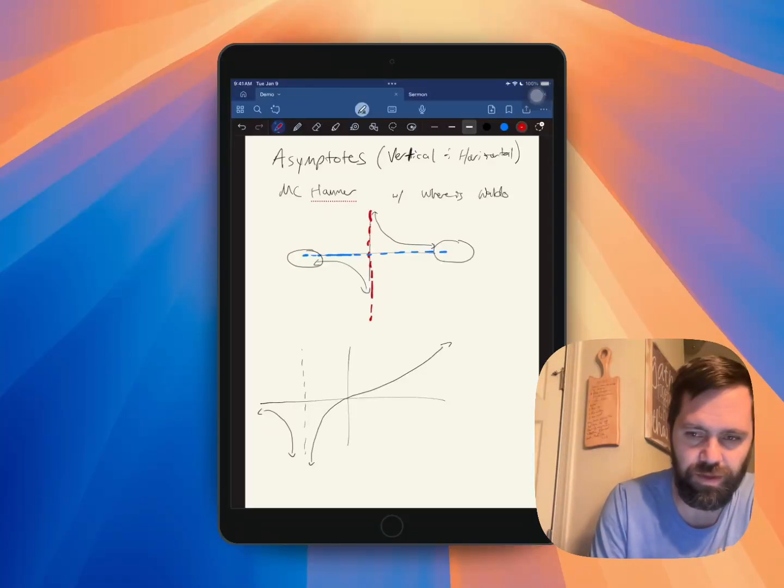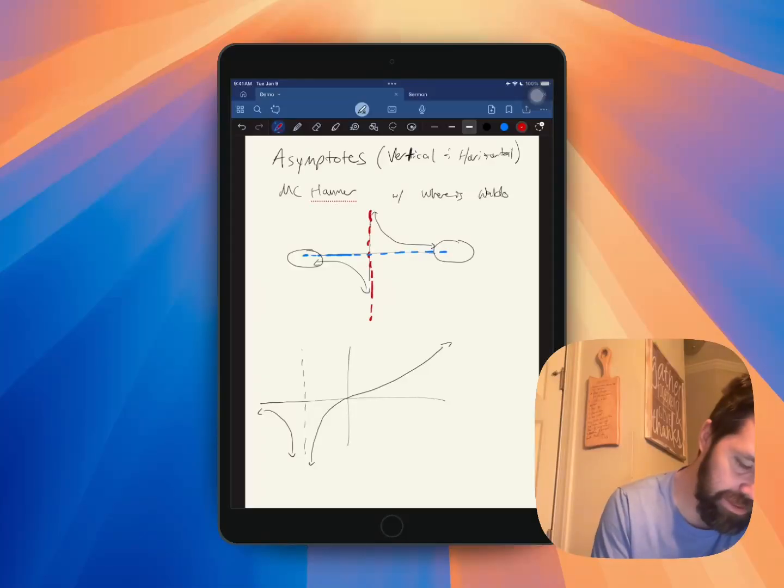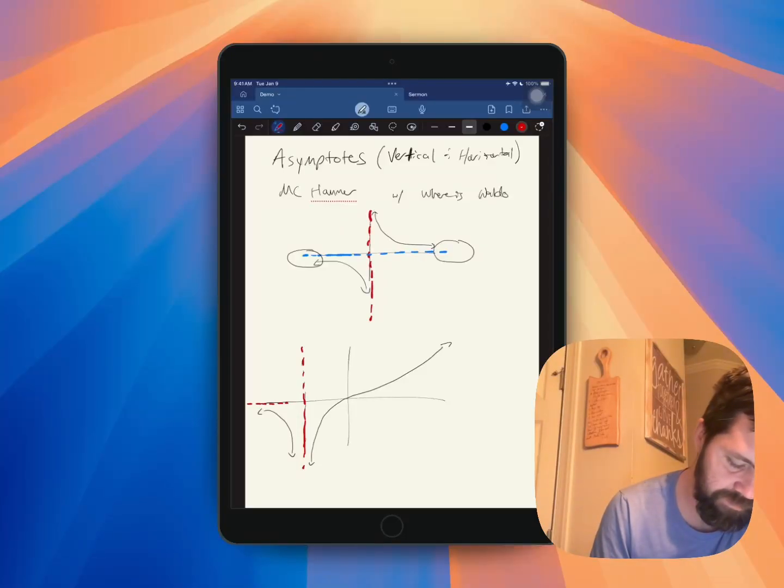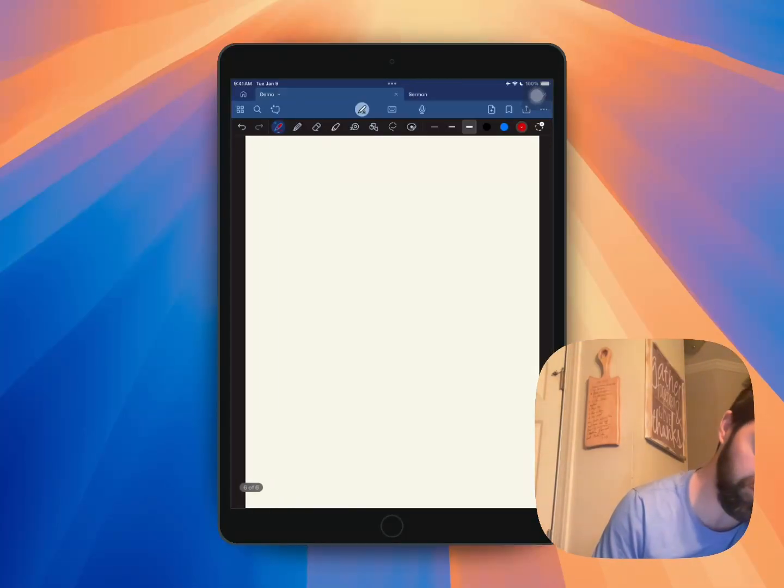Why is my video being weird? Okay. And the easy one is this vertical one, right? And then the horizontal one you can see on this side, right? So that would be y equals 0 there. And this one's a little complicated on the other side. But anyways, let's go to another one.